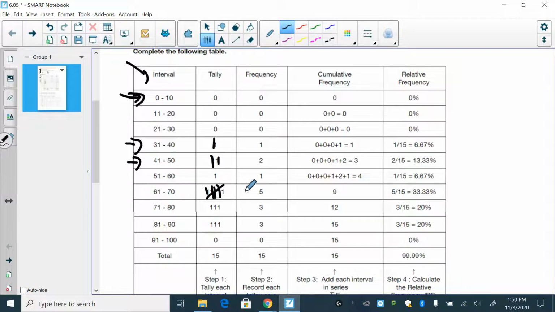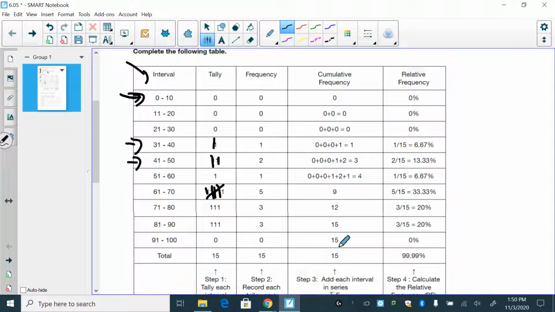Okay, so I do all that. And then what I can do is add all these numbers up together. If I add all these up together, that's how I got 15. So that would mean I have 15 items altogether.